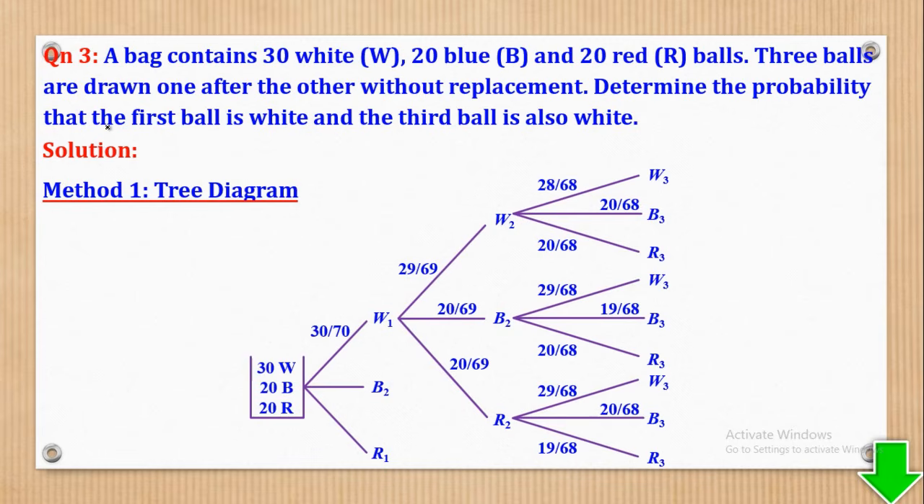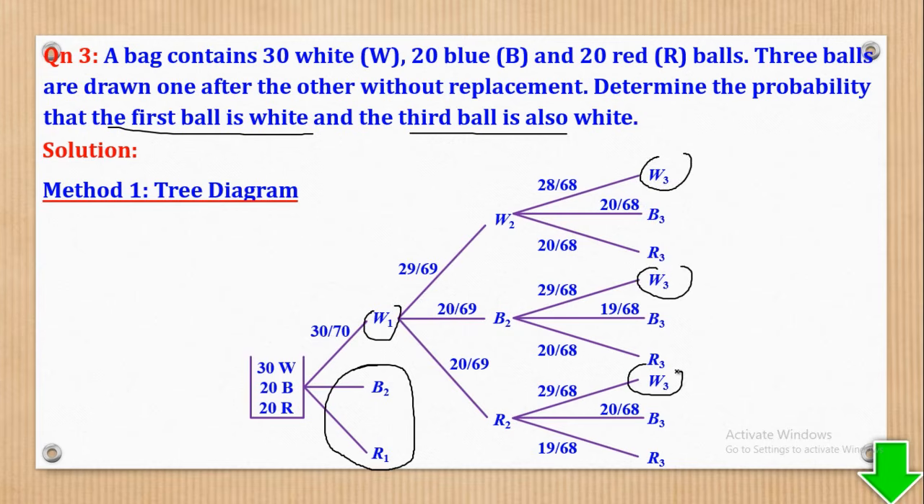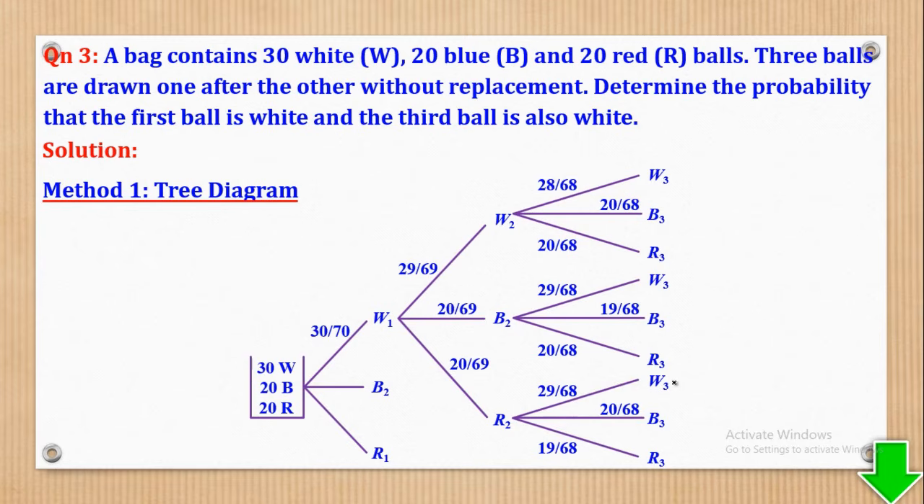So they want the probability that the first is white and the third is also white. So we have ignored these ones because they will not count in answering our question. They want this and also third white. So they want that, this and that. We shall come here and substitute those probabilities.